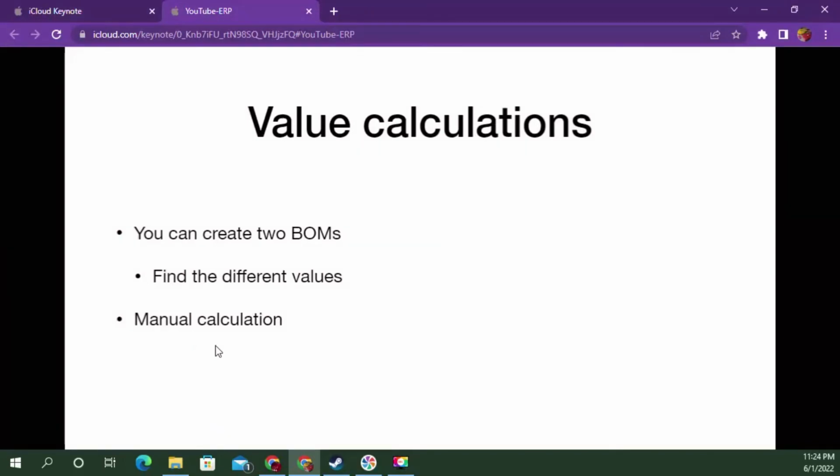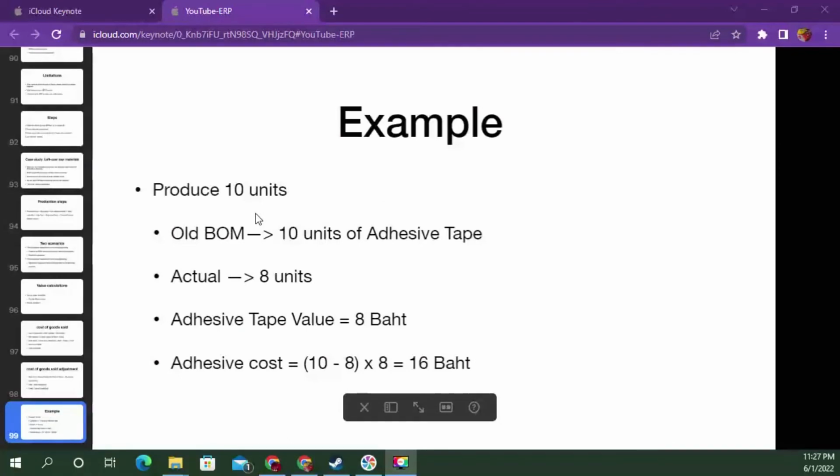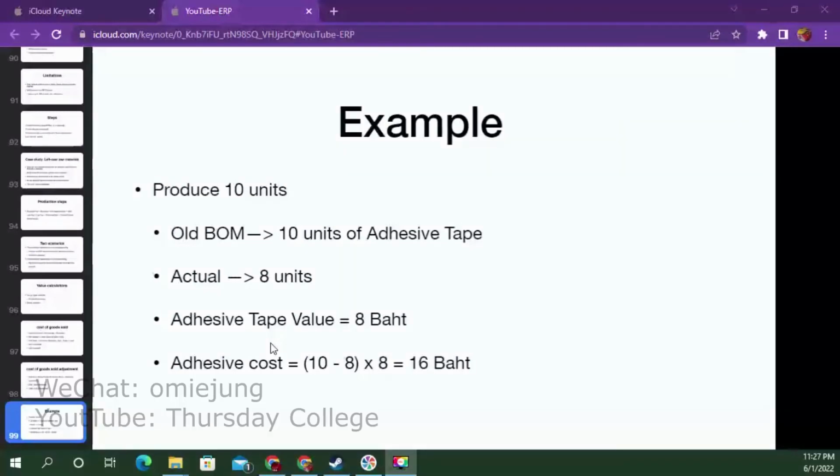Okay, so we do the manual calculation, that is easier. We produce 10 units, and the BOM says we use 10 units of adhesive tape. But the actual adhesive tape we used is only 8 units, and the value is 8 baht in our stock. Therefore we reduce 2 units, so it's going to be 16 baht. Keep this 16 baht in mind, because when we adjust the value we need to make sure the stock we are adjusting is 16 baht.